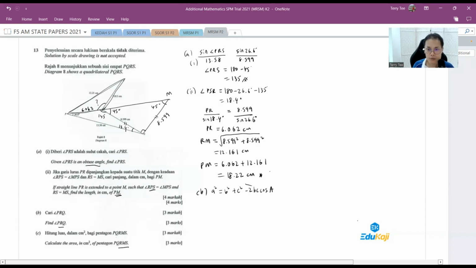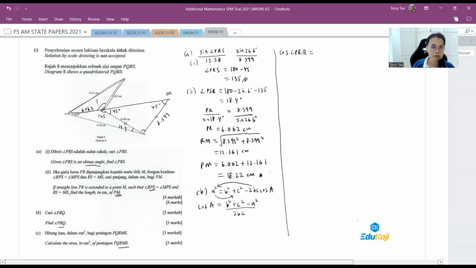Might as well we rearrange right from the start. I bring this over. I know this will be b squared plus c squared. Bring the a squared over, minus a squared. I got 2bc in front. I divide it directly by 2bc, and this is cos a. I would use this formula directly. It's faster, right? So what we need to do is to find cos angle PRQ.